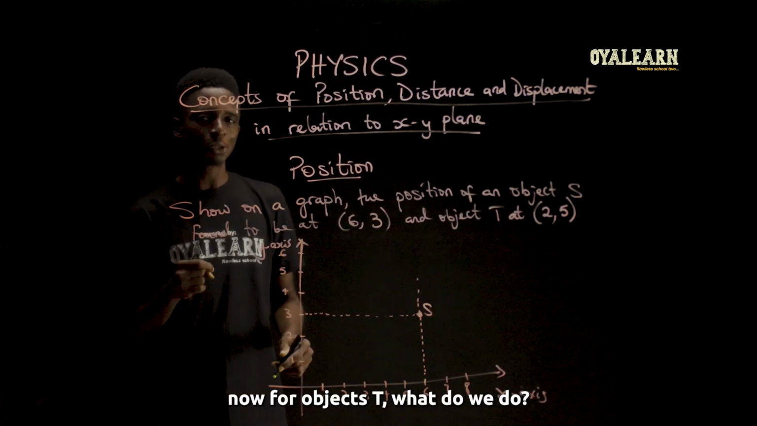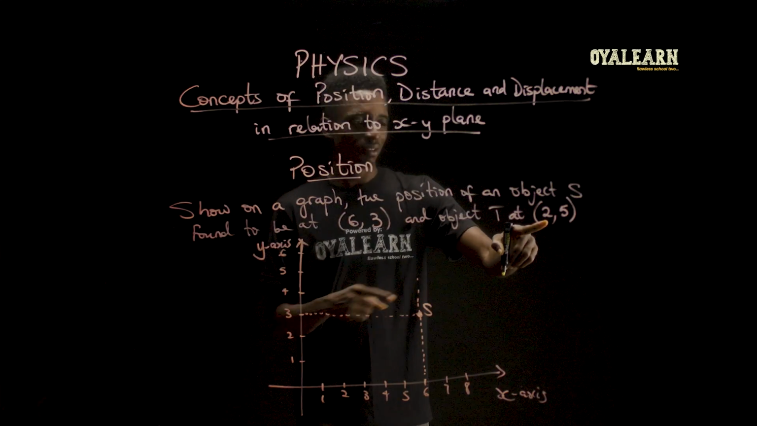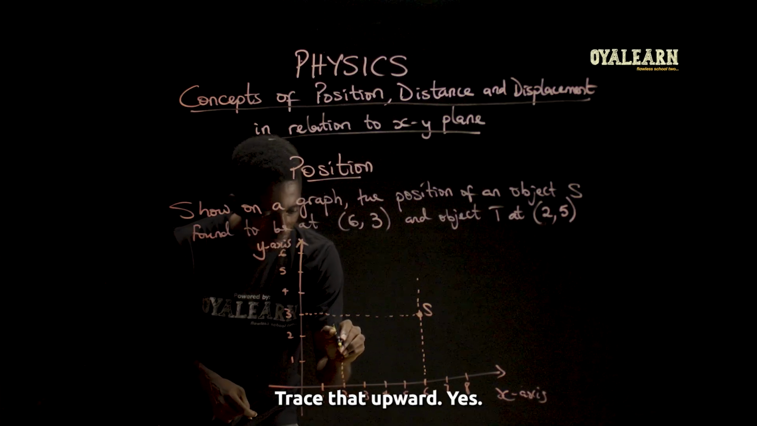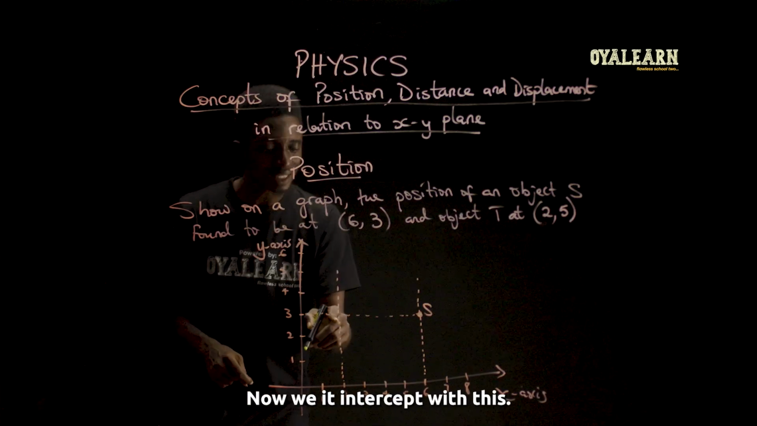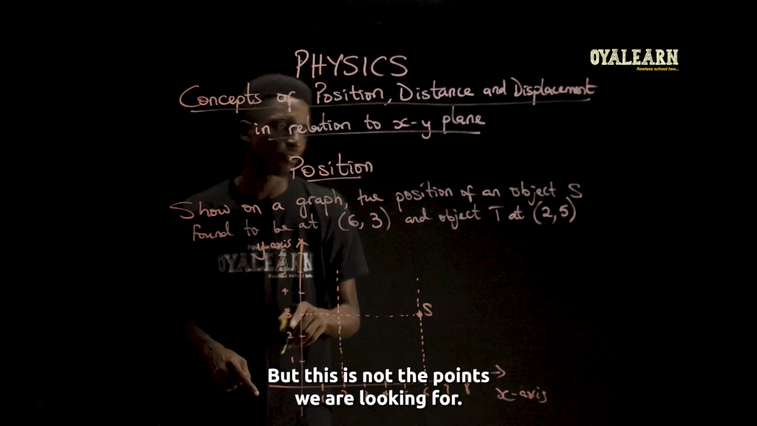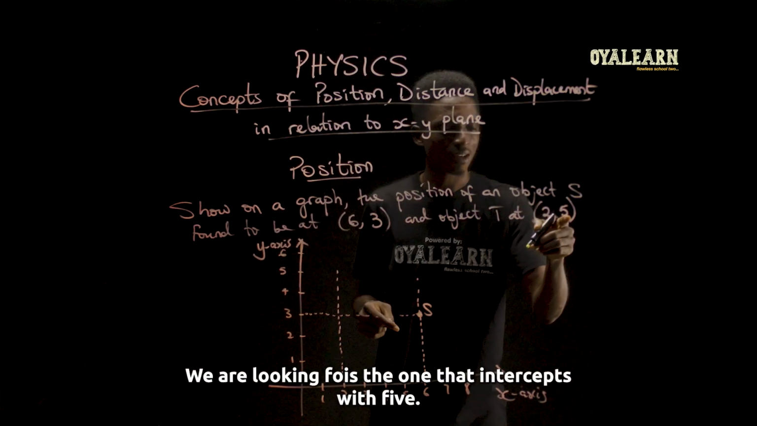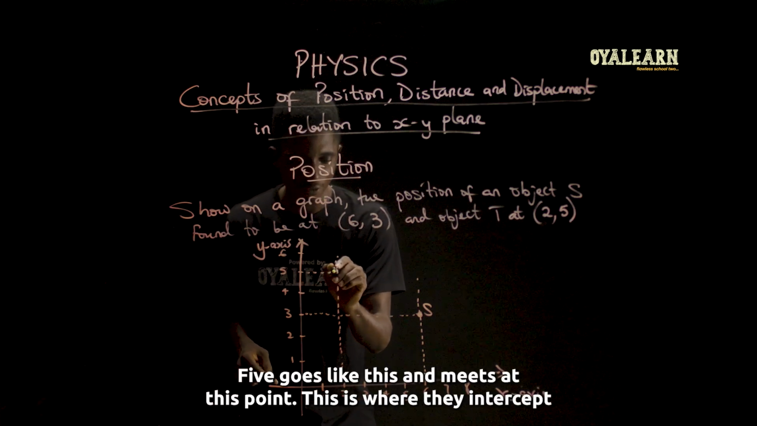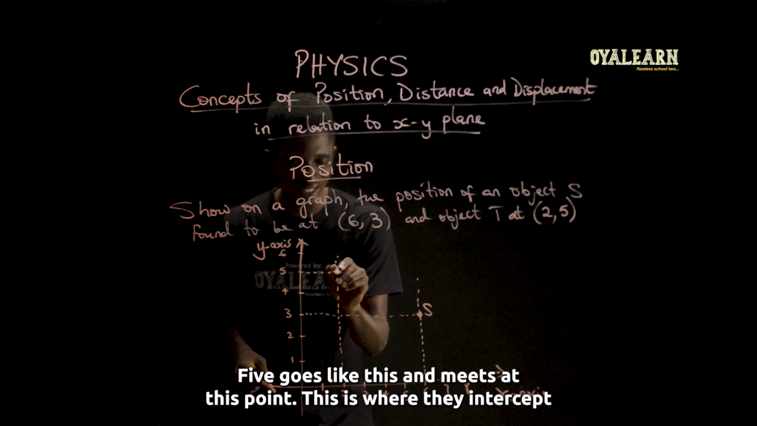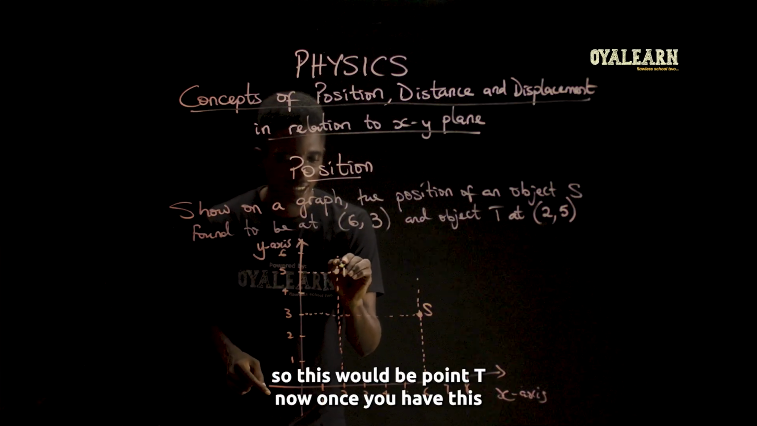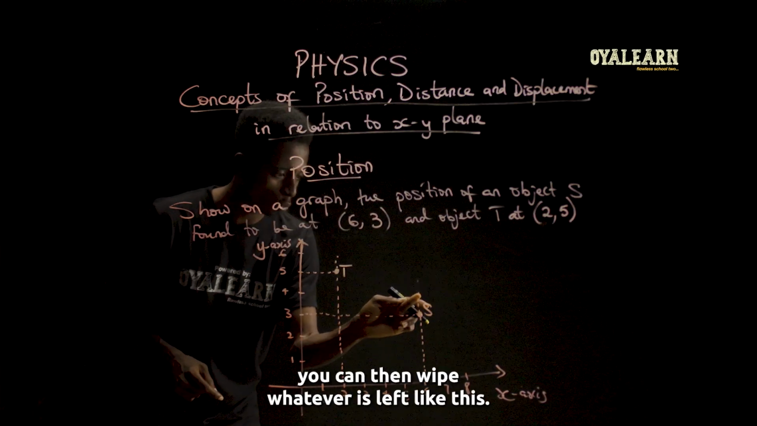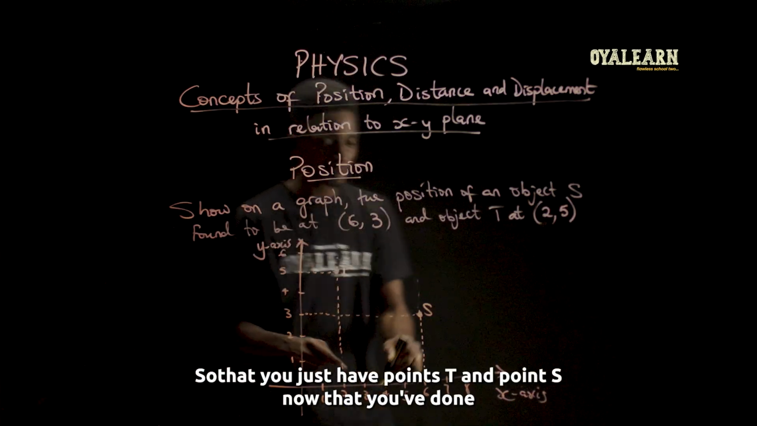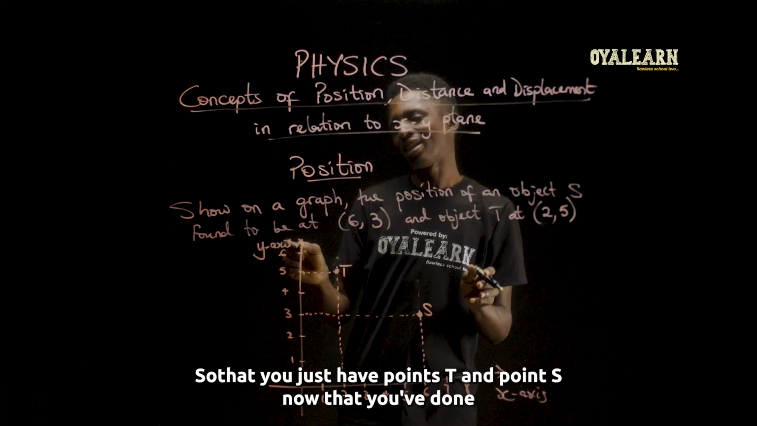Now for object T, what do we do? We go to 2 units on the x-axis, trace that upward. Now we see it intersects with this, but this is not the point we are looking for. The point we are looking for is one that intersects with 5. So we continue like so, and then we check for 5. This is 5. 5 goes like this and meets at this point. This is where they intersect. So this would be point T. Now once you have this, you can then wipe whatever is left away like this, so that you just have point T and point S.